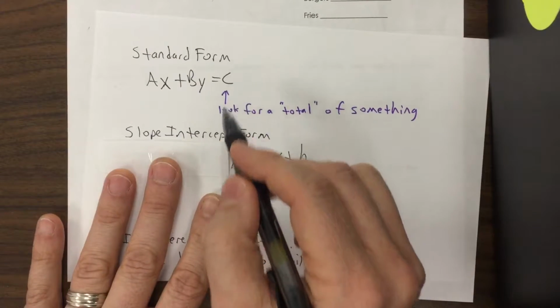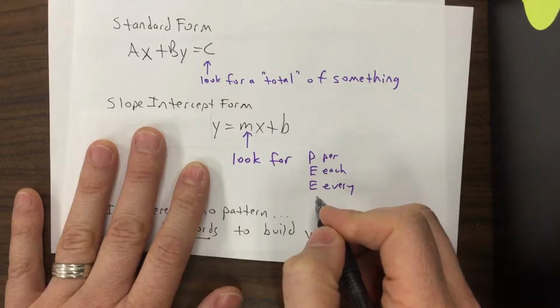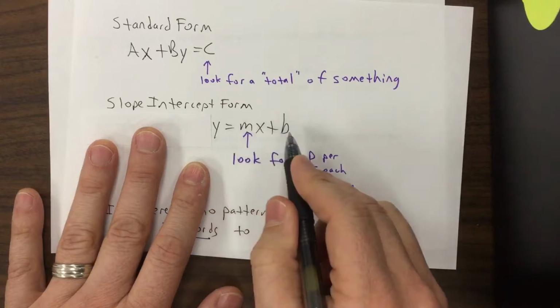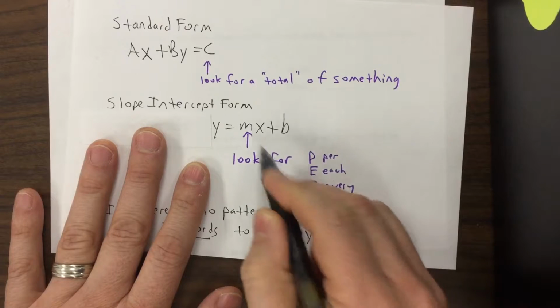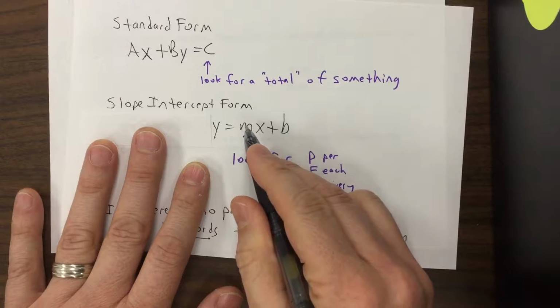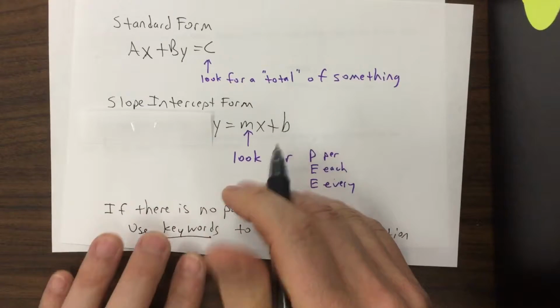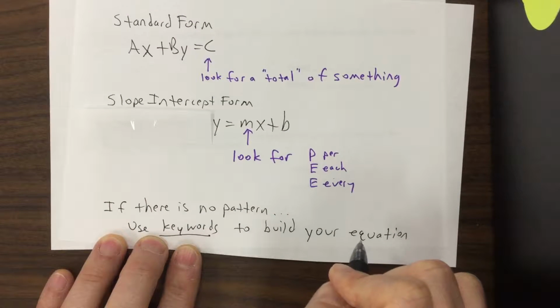If you don't have a total and you see the words per, each, and every with no total in the problem, there's a very good chance you're using slope-intercept form, and the number that's closest to the word per, each, or every is going to be my slope or my rate of change. Okay, if you don't have a pattern, you're just going to have to use the keywords in the problem and build your equation that way.